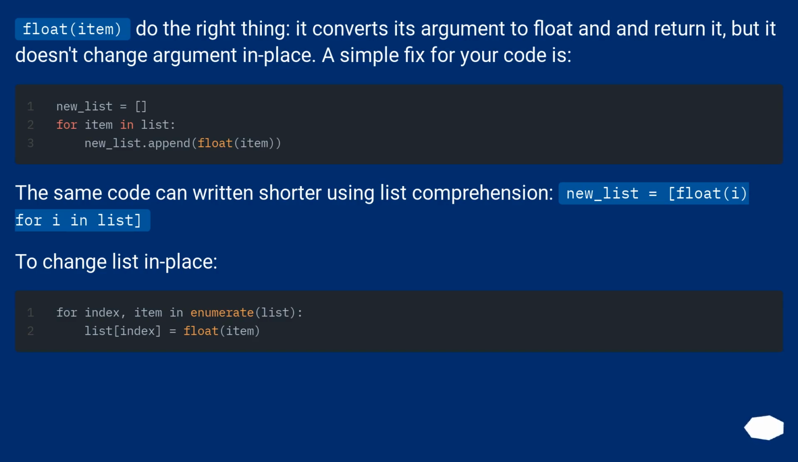The same code can be written shorter using a list comprehension: new_list = [float(i) for i in list]. To change the list in place.